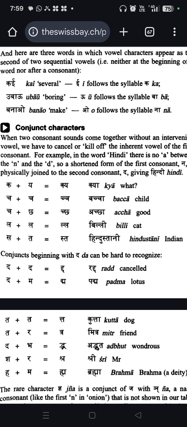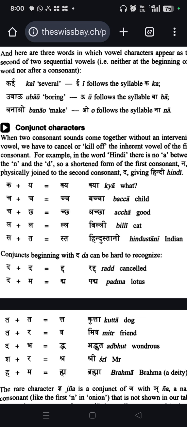dental sound. What's that sound called? The dental. Yeah, the sound where the tongue touches the teeth, and it's the unaspirated voiced sound, I think. So it's ha, and the sign for the vowel i, so it's hi. And the next sign is towards the right side, so that would be i.